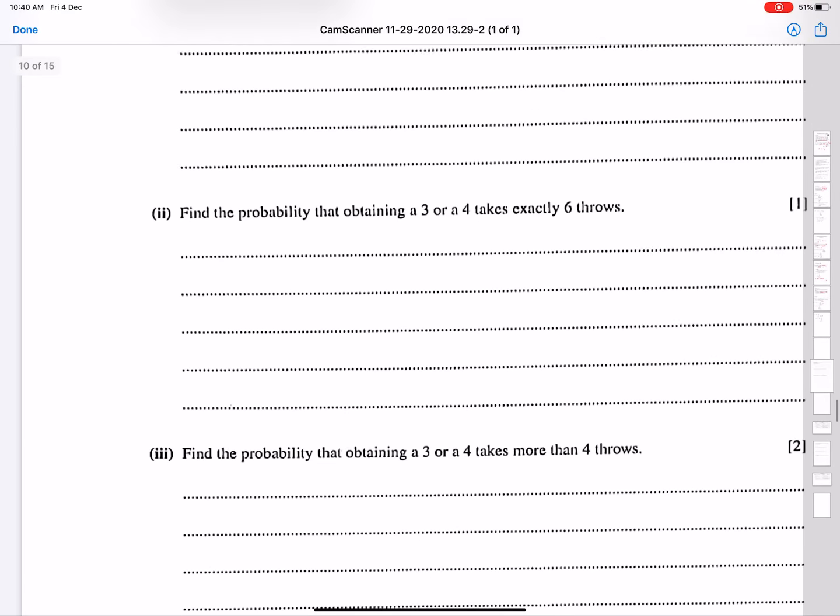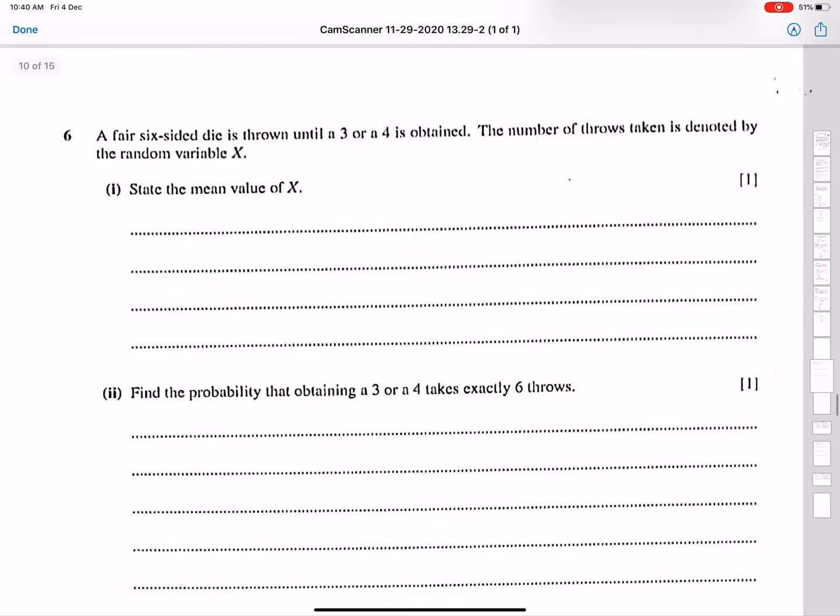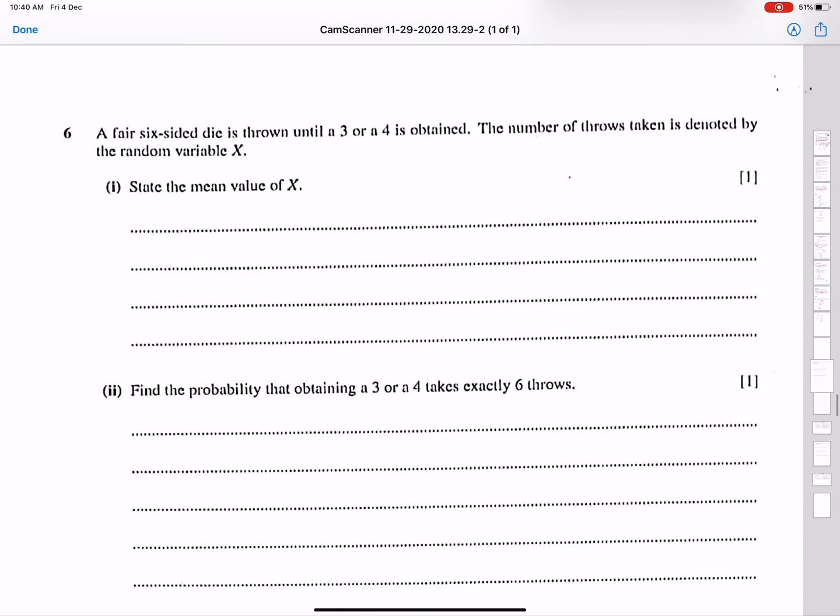Now let me solve few questions from past papers. A fair 6-sided die is thrown until a 3 or a 4 is obtained. This is your requirement. You know the probability of 3 is 1 upon 6, or means plus 1 upon 6. So 2 upon 6, which means 1 upon 3. So this will be P. Therefore, Q will be 2 upon 3 on a fair die. The number of throws taken is denoted by the random variable x. And this until word means geometric model. You repeat the process unless you get 3 or 4.